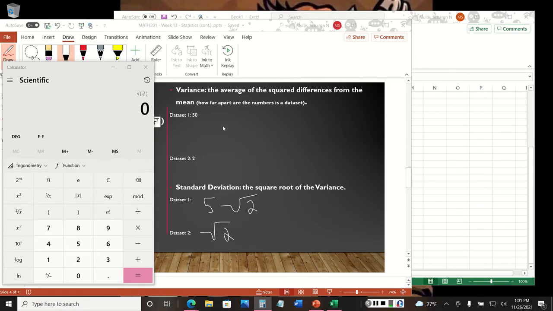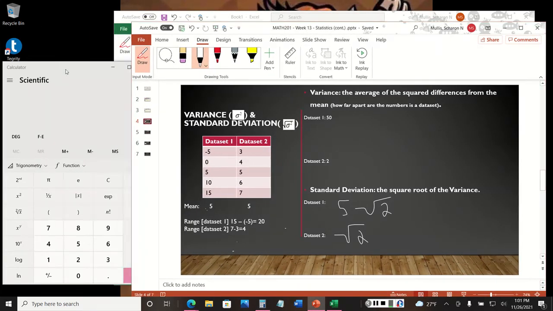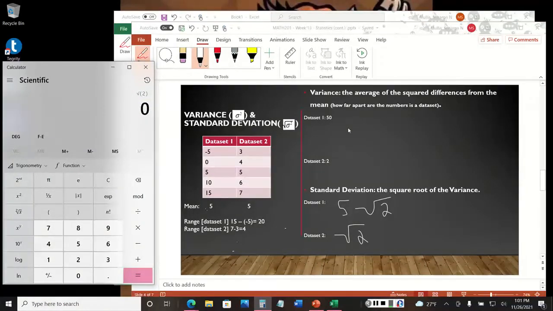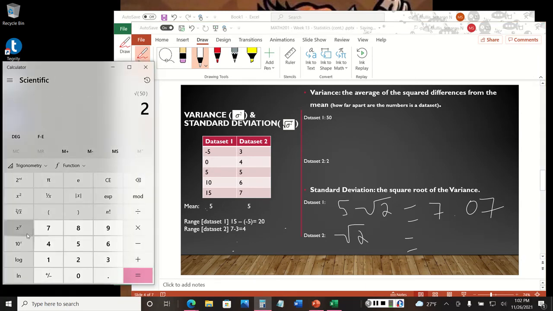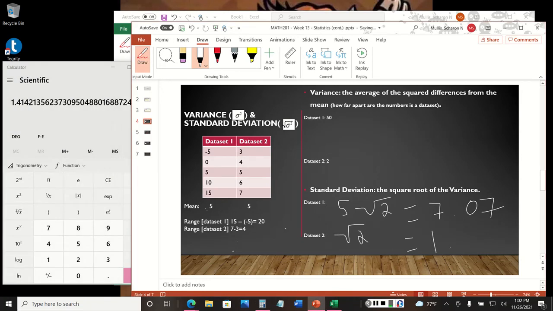We can turn these two numbers, the square roots of 50 and the square root of 2, into whole numbers by using the scientific calculator again. Let me move this over here so that we can see. So if I wanted to just use the calculator and get the square root of 50 or 5 square root of 2, we just put 50 in here and use the square root function in the calculator. And that gives us a number of 7.07. And for the square root of 2, I'll put 2 and then use the square root function, 1.41.